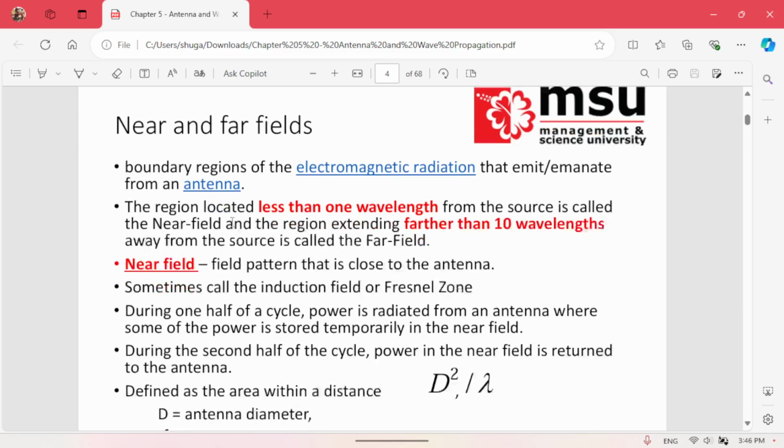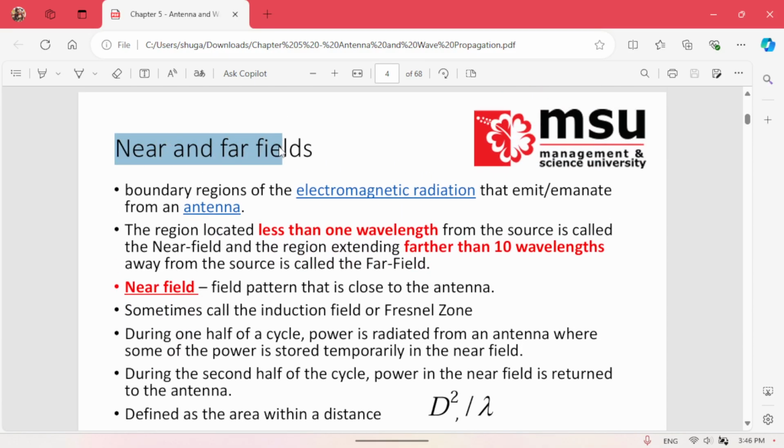All right, so first things first is near and far fields. It is a boundary region of electromagnetic radiation that emanates from an antenna. So it's a radiation that comes out from the antenna, basically. The region located less than one wavelength from the source is called the near field, and the region extending farther than 10 wavelengths away from the source is called the far field. As you see from the name itself, near field is nearer and far field is further from the source.